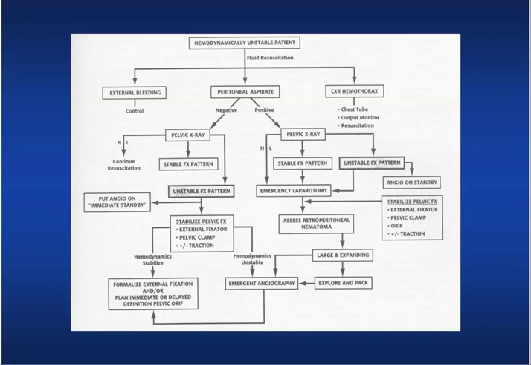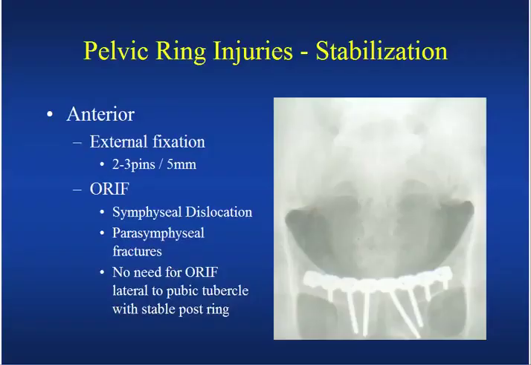This is a useful flow diagram. I'm not going to go through it at the risk of time here, but you can refer back to that. It basically lists how you assess the patient, emphasizing the importance of ruling out intrathoracic and intra-abdominal bleeding, and then addressing the stabilization protocol for the pelvis.